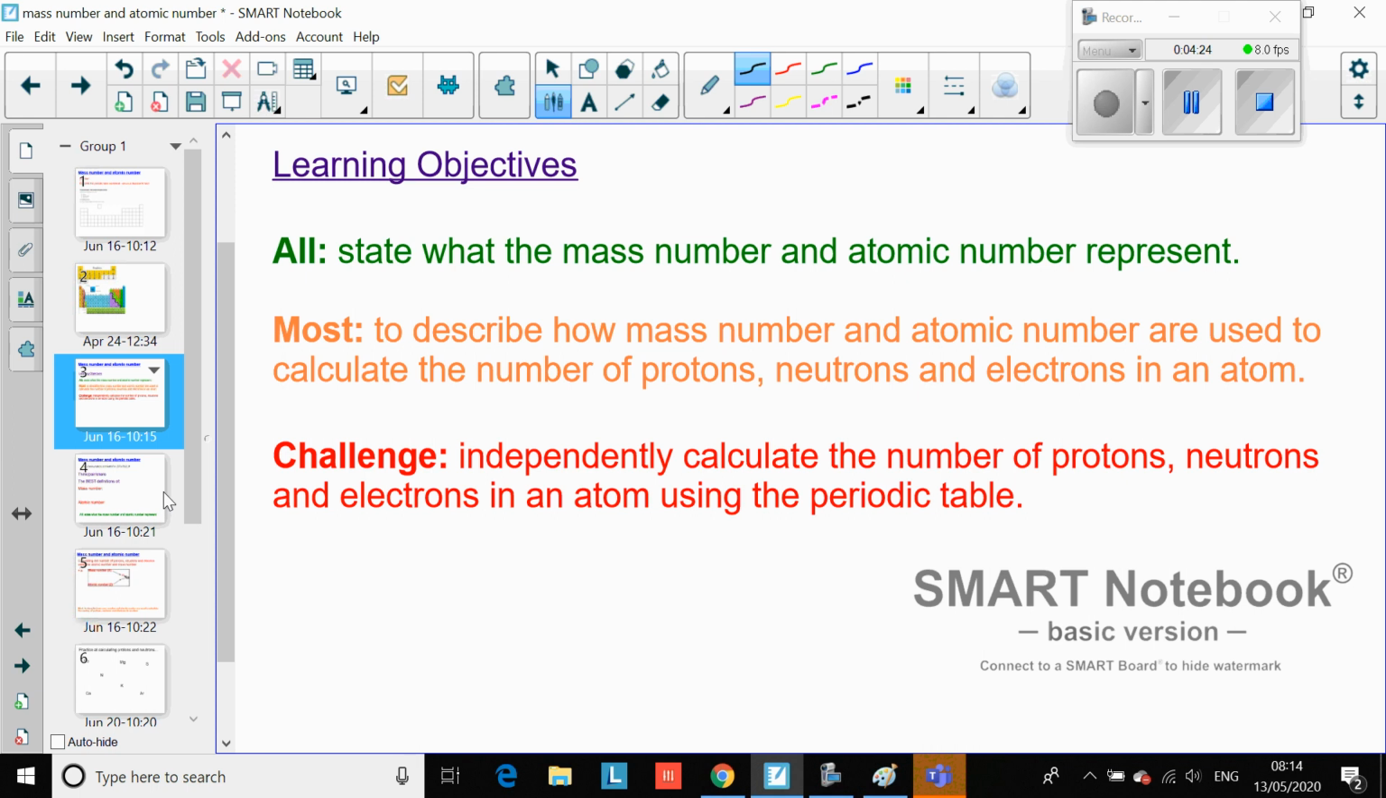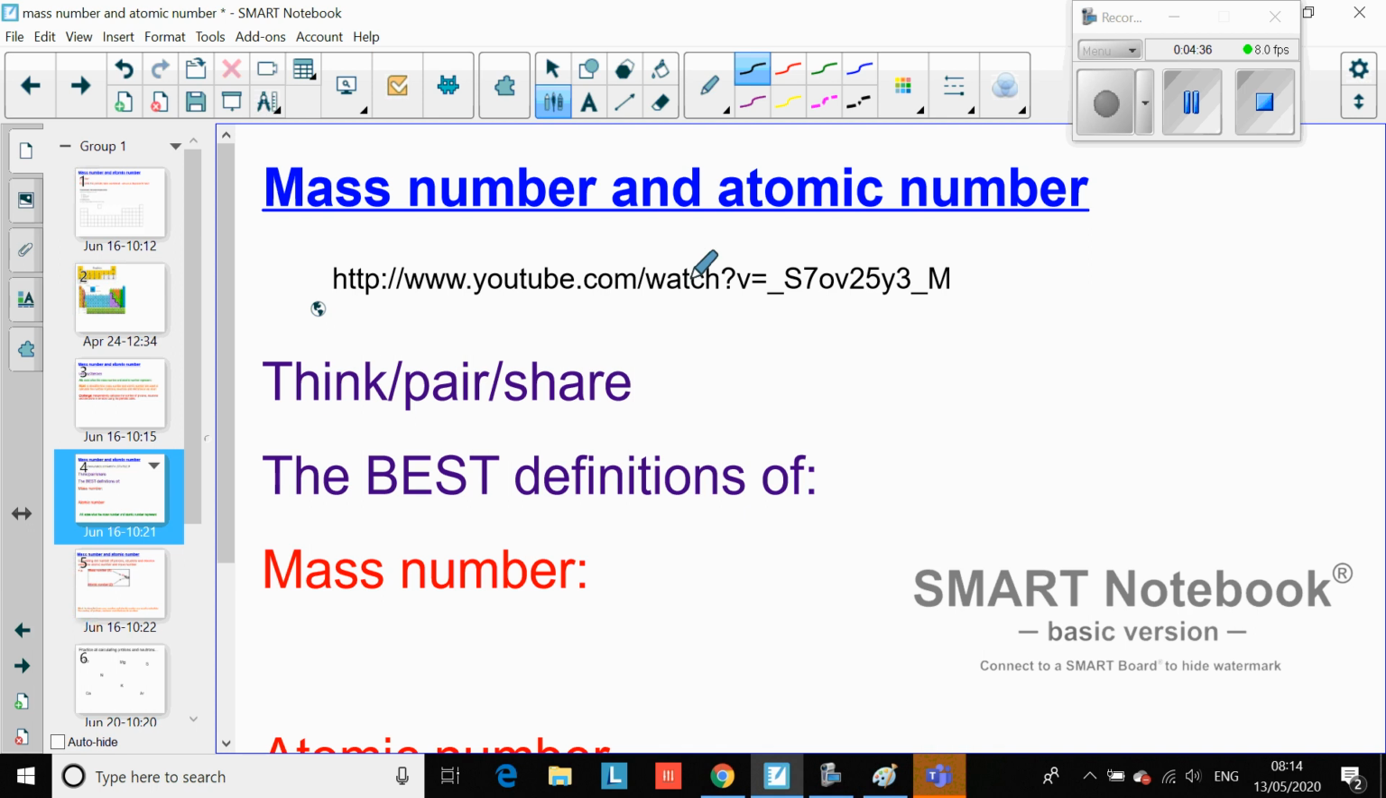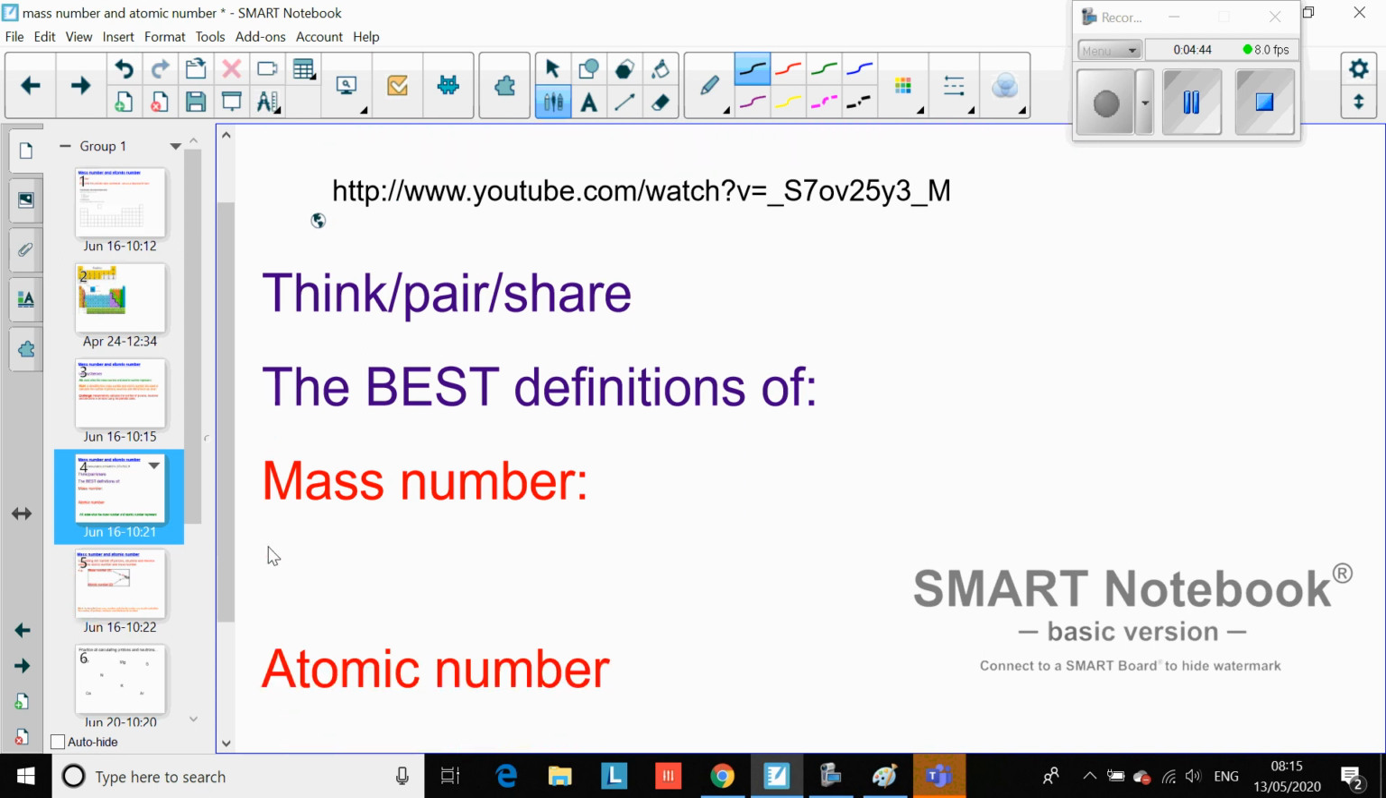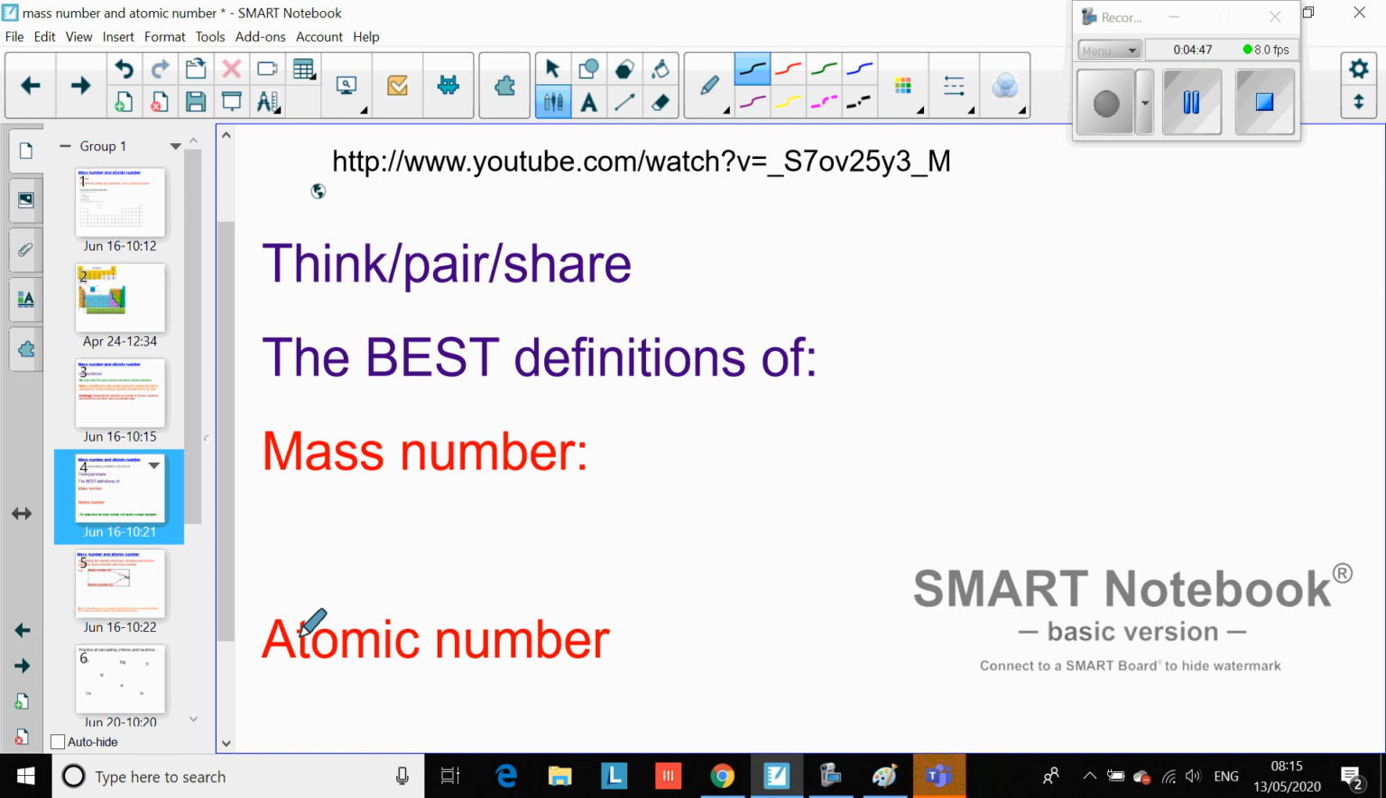Think about what we learned last lesson. We know there are protons, neutrons and electrons in the structure of an atom. But how does this link to mass and atomic number? I'm going to put this link in assignments. You'll need to pause the video once more and click on this link. Then I would like you to write mass number and atomic number, and using the video as your guide, write down your best definition for each. Pause the video now and off you go.